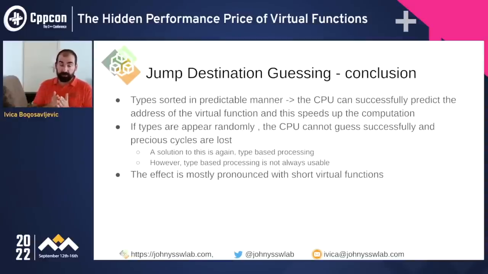When the types are sorted in a predictable manner, the CPU can very successfully predict the address of the virtual function, and it will go there and start executing that code, and this leads to performance improvement because its guesses will always be correct. Now, if types in the array appear randomly, the CPU cannot guess successfully, and some CPU cycles are lost. The solution for this, again, is type-based processing, as we already explained. But again, type-based processing is not always usable. Now, this effect is mostly pronounced with short virtual functions. With long virtual functions, this effect is much, much less visible.